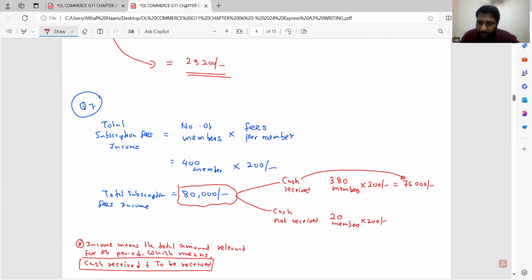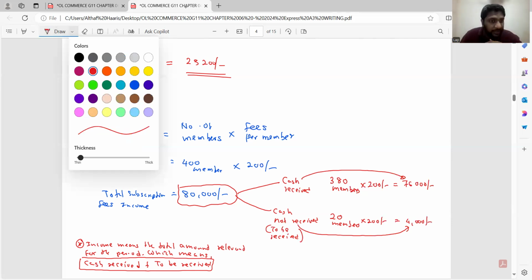20 members have not given. So we have to get 4,000 cash not received. That means to be received. To be received. So these are the three things that they're asking in this question.